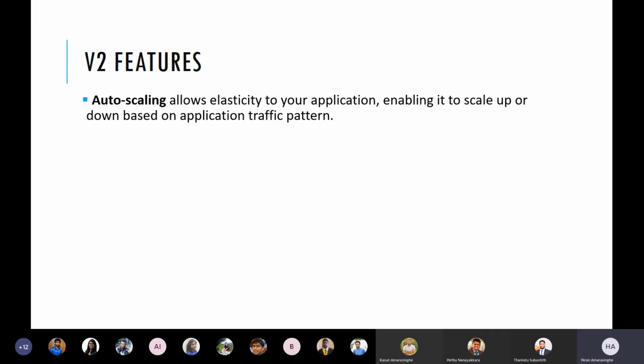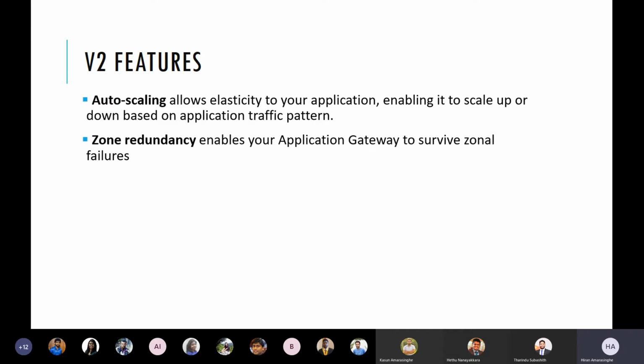But just to mention the V2 features: V2 supports auto scaling, where you can start with a minimum number of units and give a maximum number of units. I think all of us are familiar with that kind of structure. That means when you have huge traffic to your application, based on the traffic, it will dynamically grow the number of application gateways. Okay, and the other one is zone redundancy.